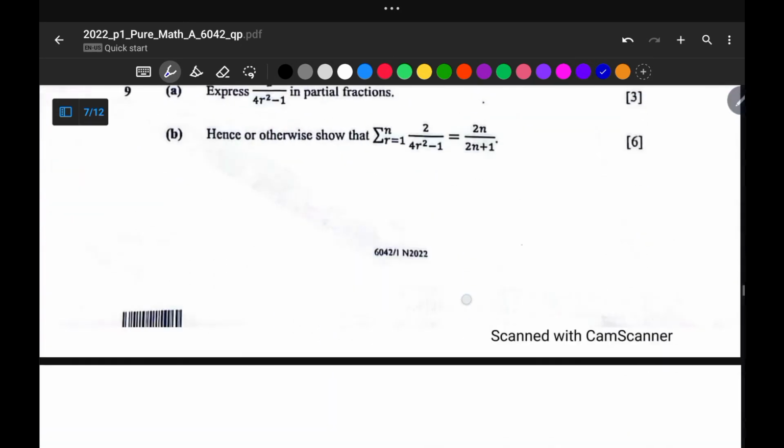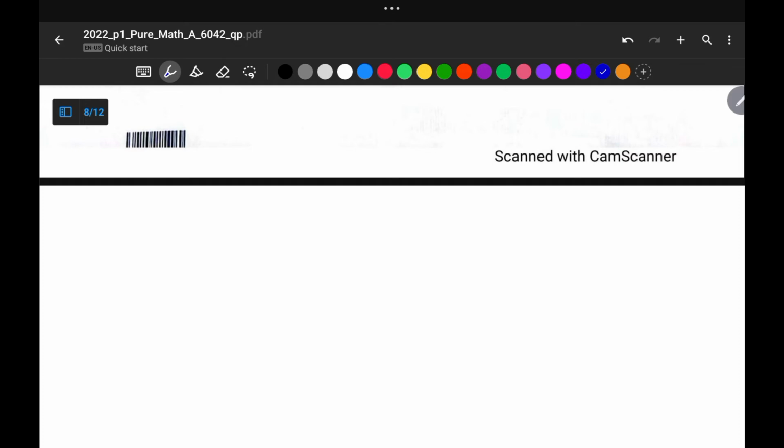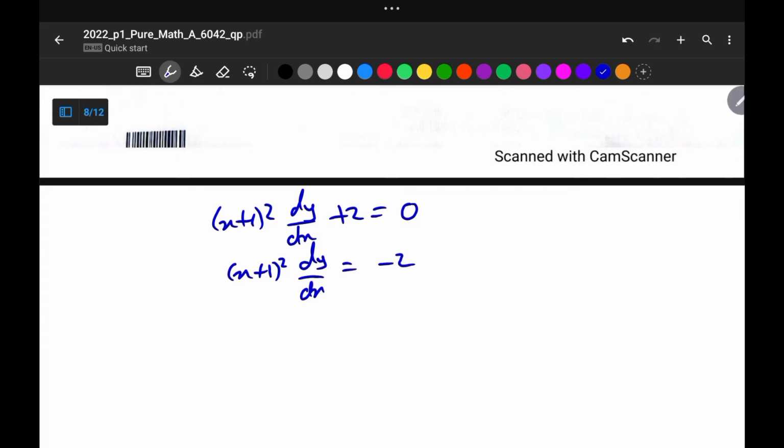So given that our differential equation is (x + 1)² dy/dx + 2 = 0, and if we shift this 2 to the right hand side of the equation, it becomes negative. So it is now (x + 1)² dy/dx = -2, and let us divide both sides by (x + 1)².